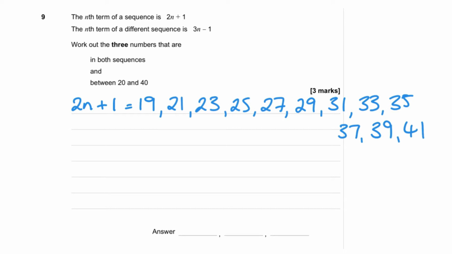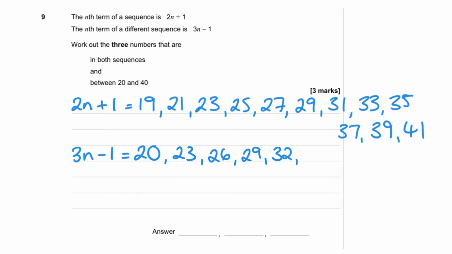So for the other sequence, 3n minus 1, I'm going to start with the 7th term because 3 times 7 is 21, minus 1 is 20. So 20 is actually in this sequence. So when n is 8, we've got 23. When n is 9, we've got 26. When n is 10, we've got 29, so we're adding 3 each time here. So we've got 32, 35, 38, and then 41 is where I'm going to stop because it's outside the parameters.